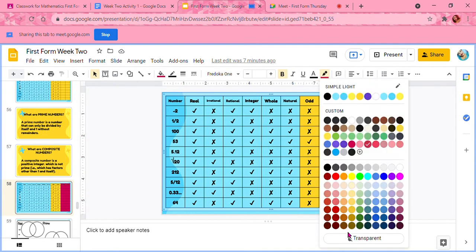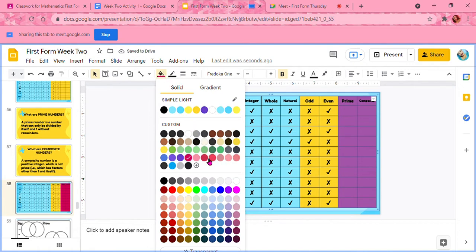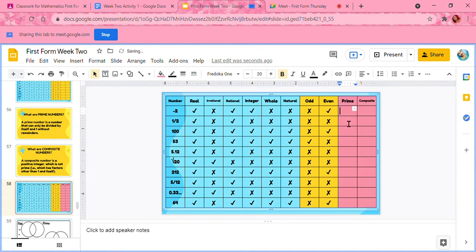I don't want to highlight. Let me choose a lighter color. Okay. So now we're going to be doing the same thing. We're going to look at these numbers.